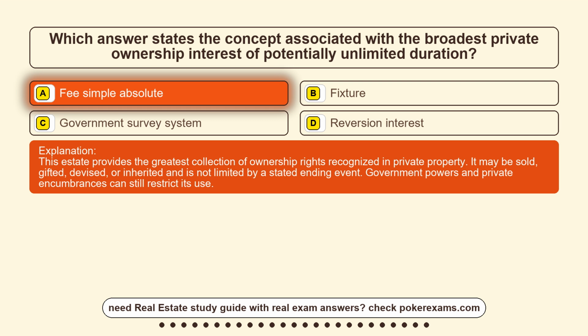Government powers and private encumbrances can still restrict its use.